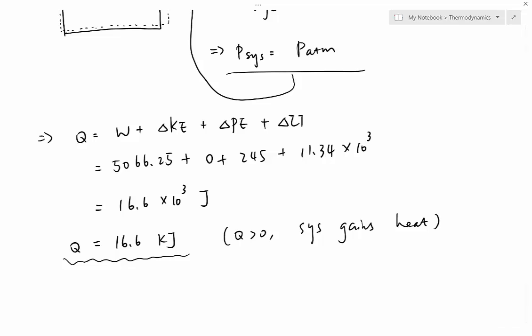So what does this example tell you? It tells you even though you can choose anything as your system to study, choosing an appropriate system can make your calculation much easier. So for example, this one, part 1 and part 2, which one do you think is easier to calculate? Obviously part 1.